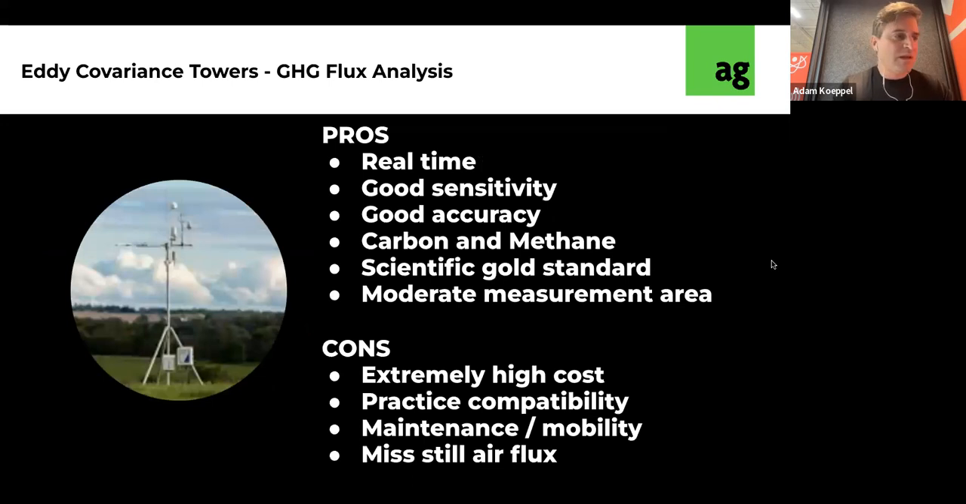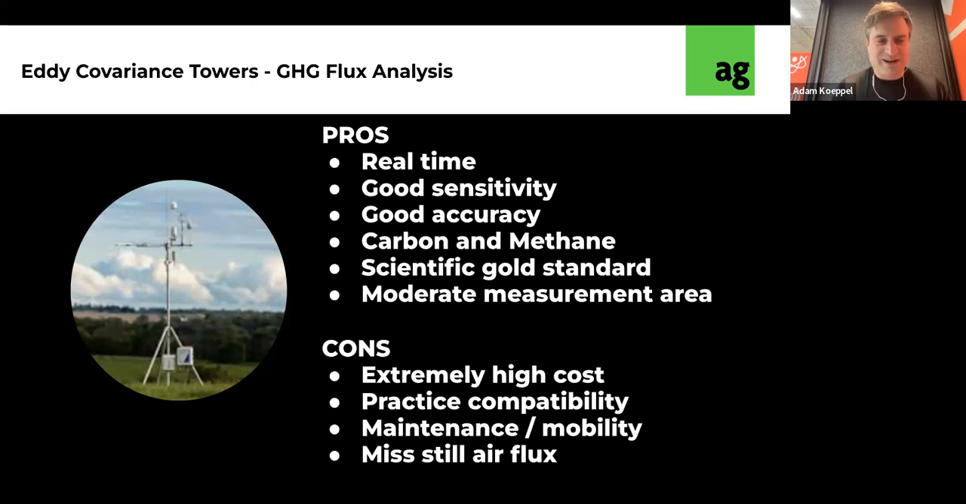Next slide, please. And now we start moving up the difficulty and cost structure. Eddy covariance towers are a greenhouse gas flux analysis approach. An eddy covariance tower is basically a 3-dimensional sonic anemometer that measures wind speed, plus a bunch of gas concentration analysis equipment, and then a lot of computation to measure over time the net flow of greenhouse gases up or down out of the soil and the plants. You can probably already tell from my description that this is not a cheap approach.